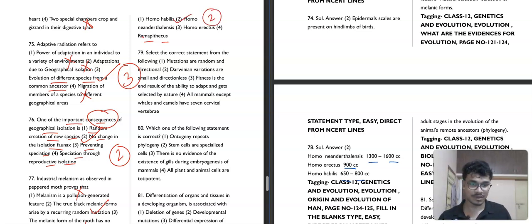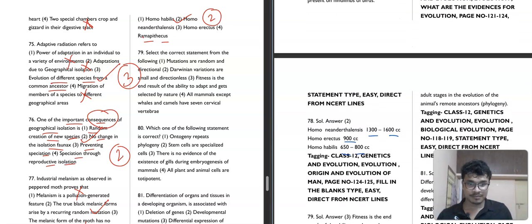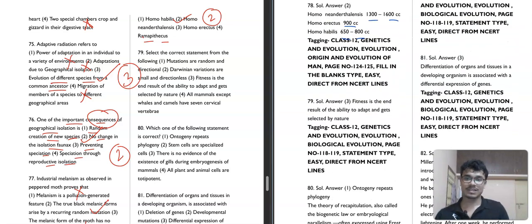Then question number 79. It is saying that select the correct statement from the following. Mutations are random and directional? No, mutations are random and directionless. Darwin's variations are small and directionless? No, they are small and directional. Fitness is the end result of the ability to adapt and get selected by nature. Reproductive fitness more specifically is the correct answer. All mammals except whales and camels have 7 cervical vertebrae? No, this is not correct. So the third option is our correct answer.